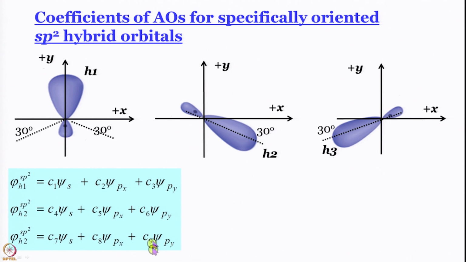You are free to use different notations. You can want to write C11, C12, C13, or you want to write C1s, C1px, C1py. Different books use different notations. Please write whatever you want. I have used a simple notation in which we give the simple tags to the coefficients. Okay. Now, how can we simplify this?